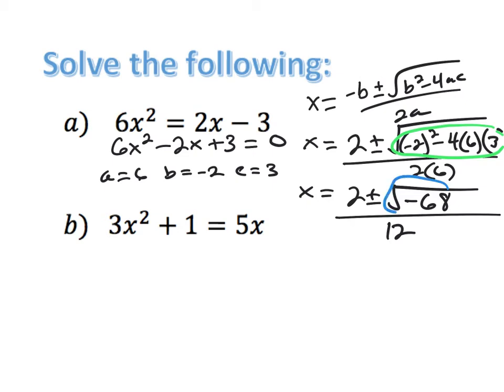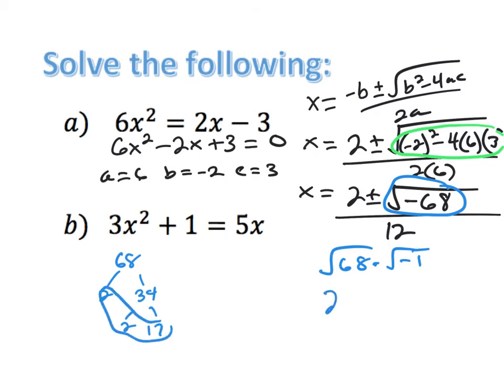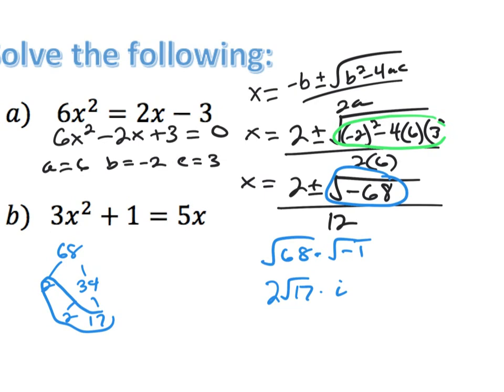And so really now it's focusing on simplifying that square root of -68 there, which is the same as the square root of 68 times the square root of -1. And if I break down that 68, making a factor tree, it's 2 and 34, it's 2 and 17. And so right away, it looks like that becomes 2 square roots of 17, and remember we have the i involved. So now that I know what the square root of 68 is, I can write that as x equals 2 plus or minus 2i square root 17 all over 12.